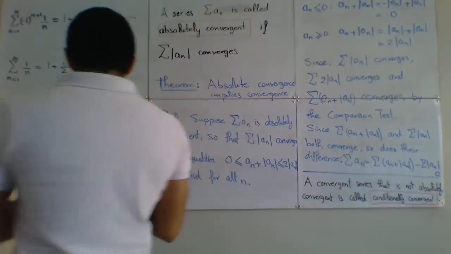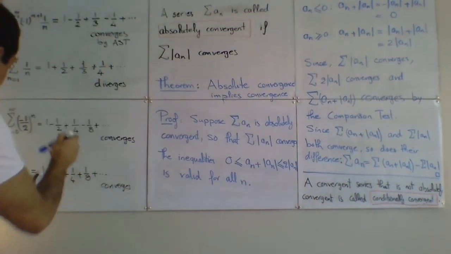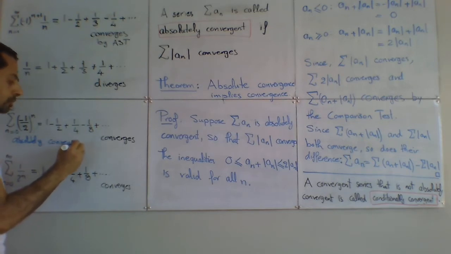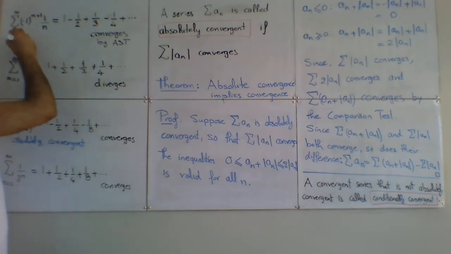So by this definition, the series on top, with terms negative 1/2 to the n, is absolutely convergent, but this one is not absolutely convergent.